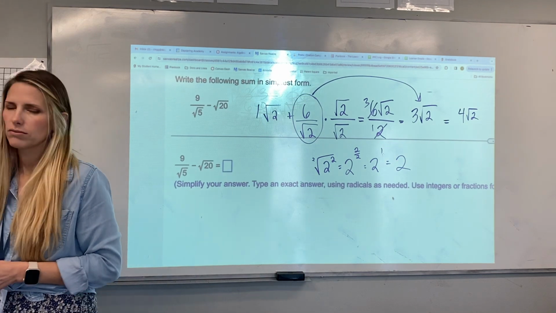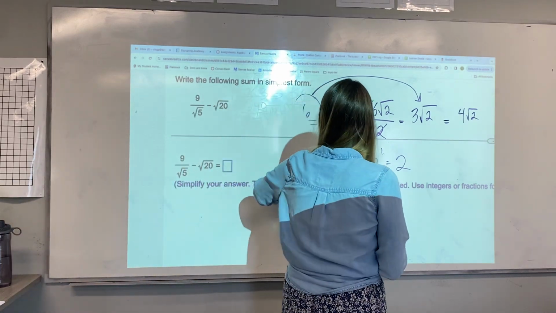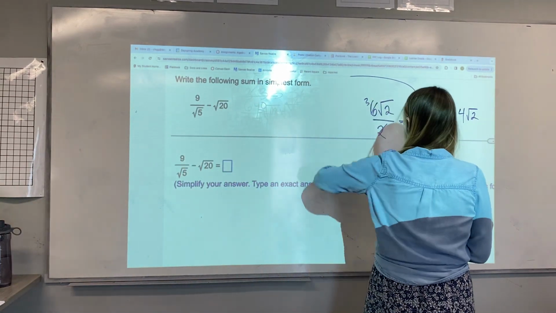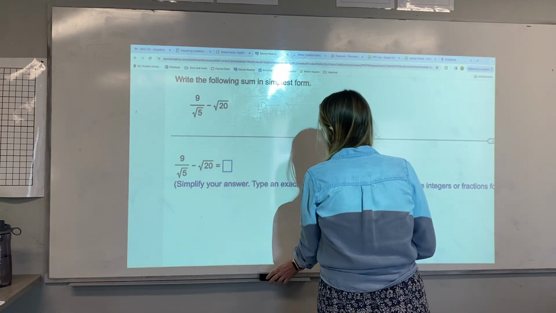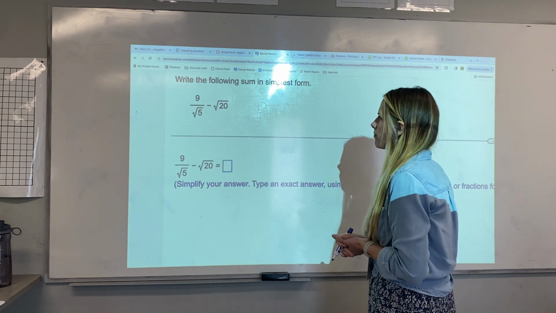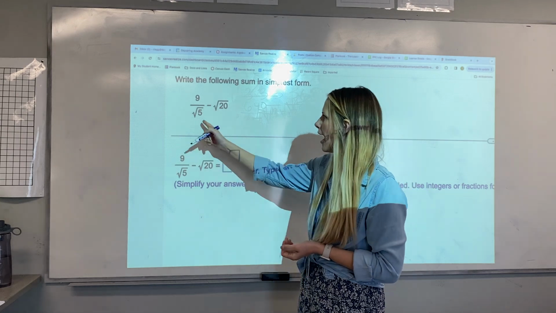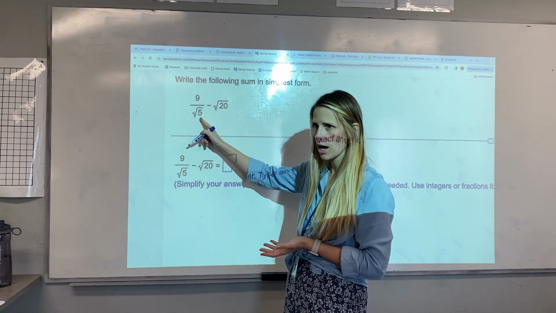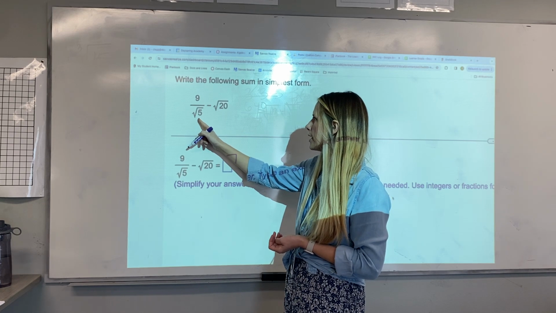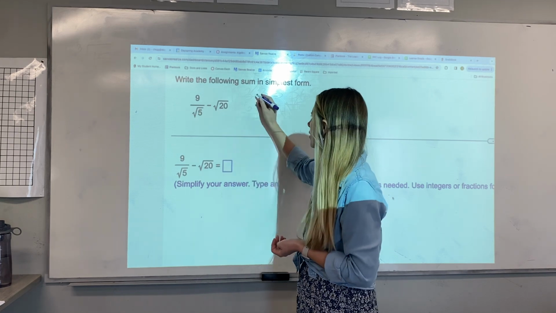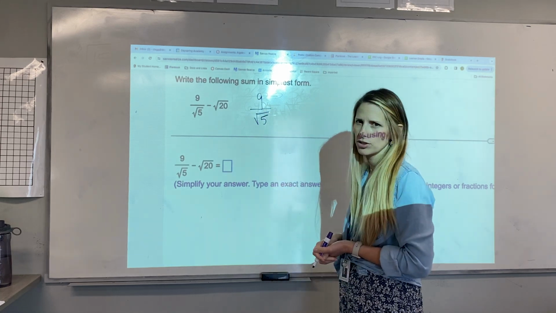This is a little complicated. All right. So the first thing that we're seeing here is that, again, we have a radical in the denominator, which we are not allowed to have, right? So how do we free this radical 5 from its radical cage?